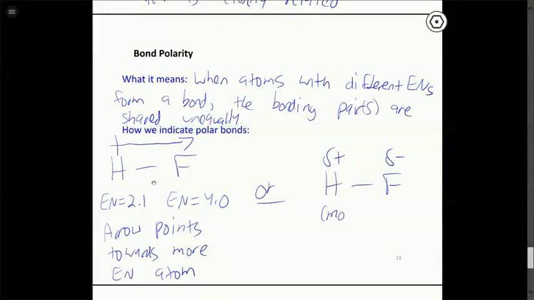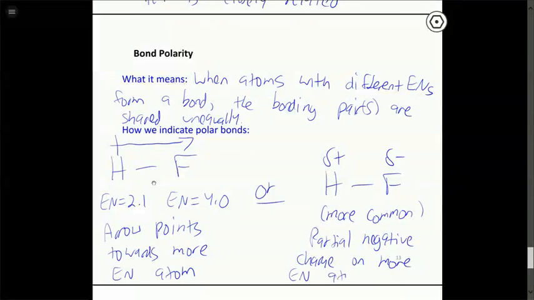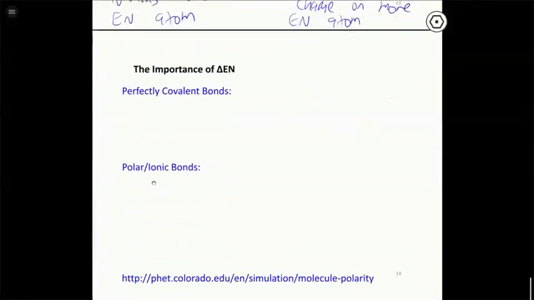And this is the more common way to write them, so you'll probably see this more often on the homework assignments. And it tells us that we have a partial negative charge on the more electronegative atom. Alright, so whenever you have a bond polarity, that partial negative, that delta minus, is going to be on the more electronegative of the two. And so the importance of this is that if we have different electronegativity values, and we take the difference of those two values, that tells us about the nature of the bond and how polar it is.